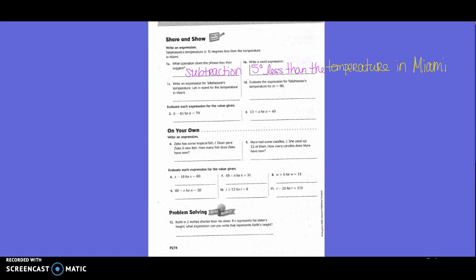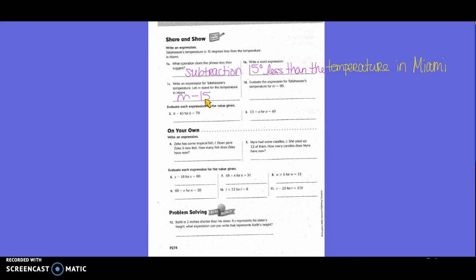Let M stand for the temperature in Miami. Remember they said use a letter that represents something that you're talking about. So when we're talking about temperature, we're talking about Miami. So they're using M to represent Miami. So is it going to be M first or M later? M first. So M, we said subtraction, so minus what? 15.